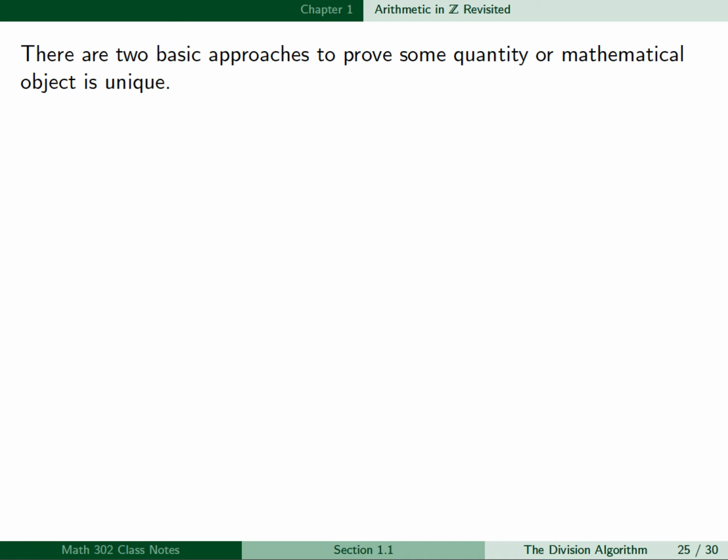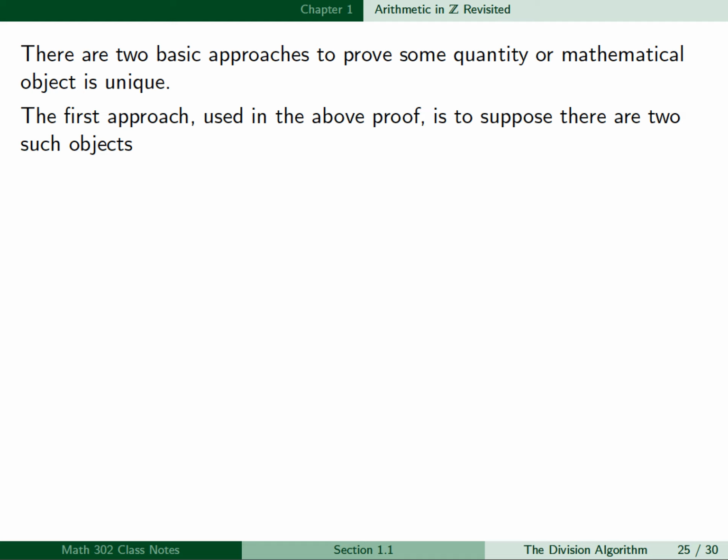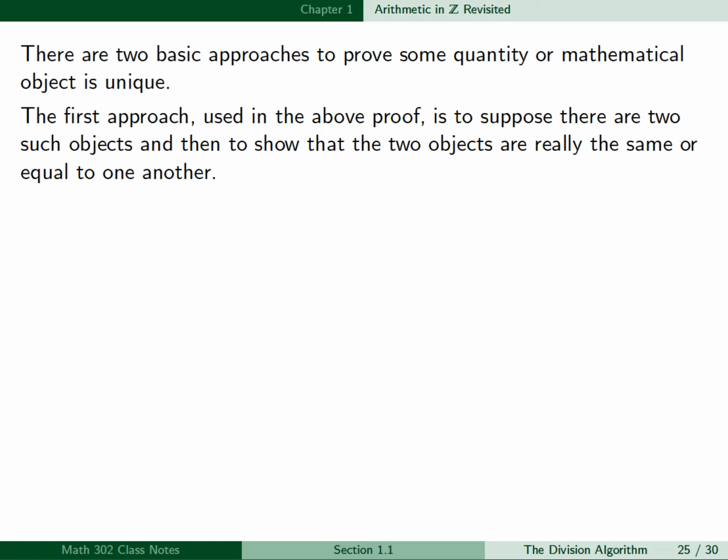Now, there are two basic approaches to proving some quantity or mathematical object is unique. The first approach, which we used in the above proof, is to suppose that there are two such objects, and then to show that the two objects are really the same or equal to one another. And that's what we did there. We supposed that we had q1 and q2 and r1 and r2, and then we showed that q1 is actually equal to q2, and r1 is actually equal to r2.